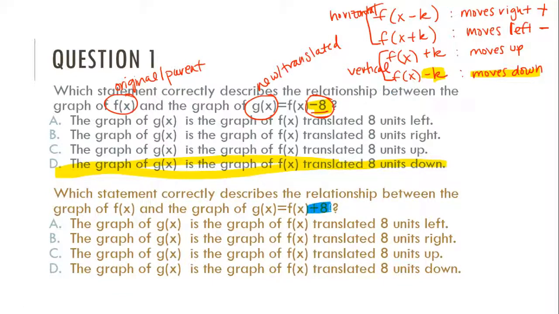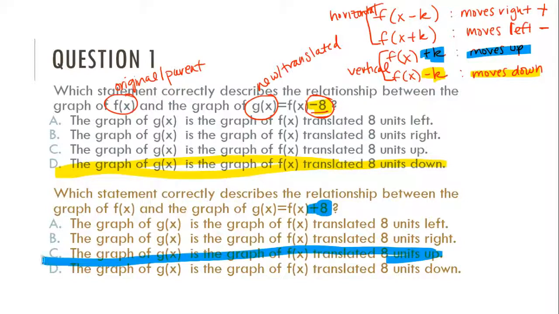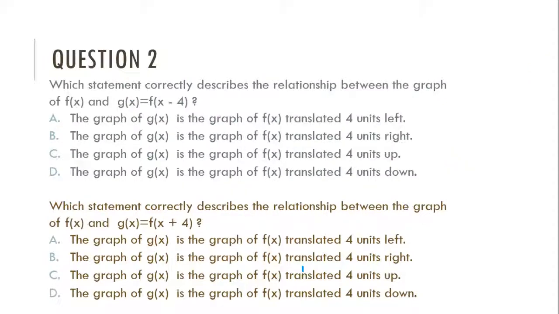Okay, so now I have this plus 8 tacked on the end that matches with this vertical translation, and that tells me that I'm moving up. How much am I moving up? Well, I'm moving up 8 units because it's plus 8. So C would be the correct answer. All right, so that's going to be very similar to your question 1 on your quiz.